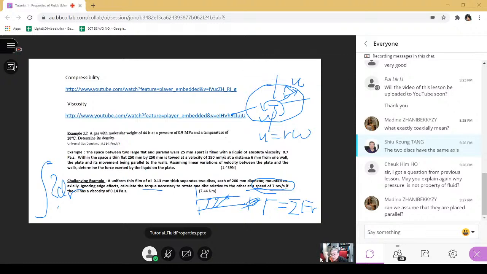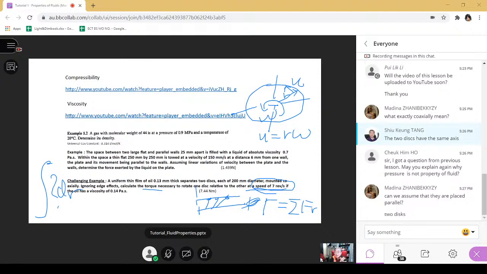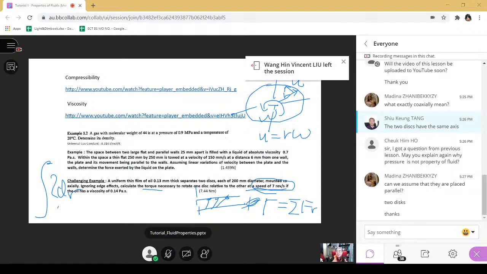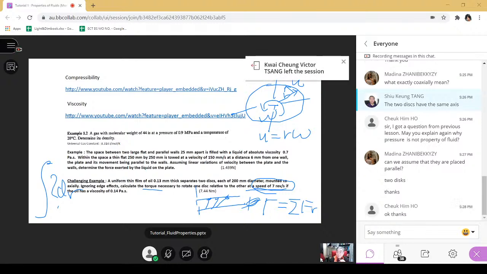And we assume that they are placed parallel. What do I mean by parallel? Go back to the discs, right? The two discs are parallel, but it doesn't mean that they are coaxial. Coaxial means they have the same axis. Here I have this disc, and the axis is this axis.